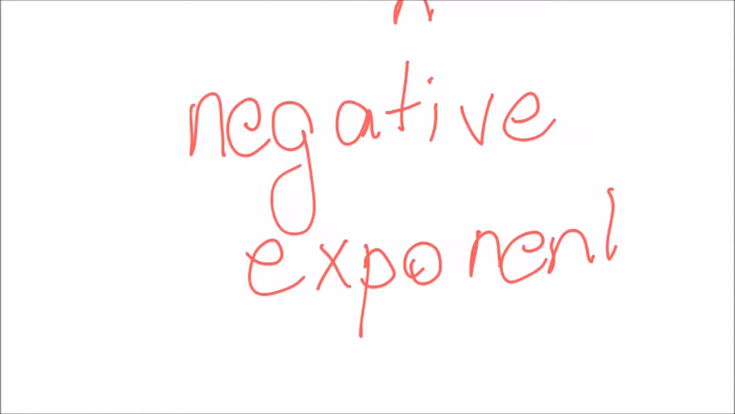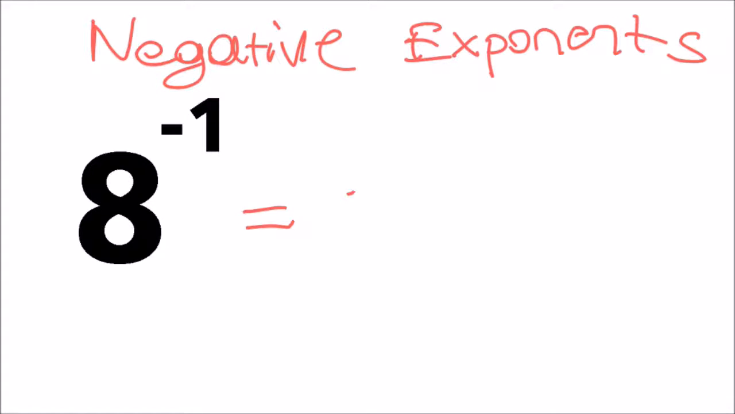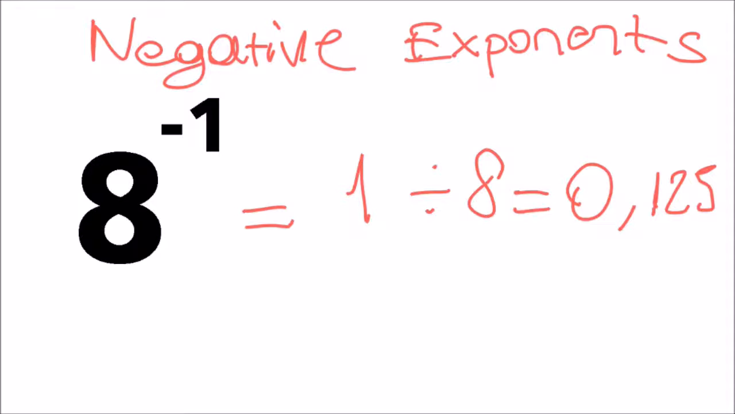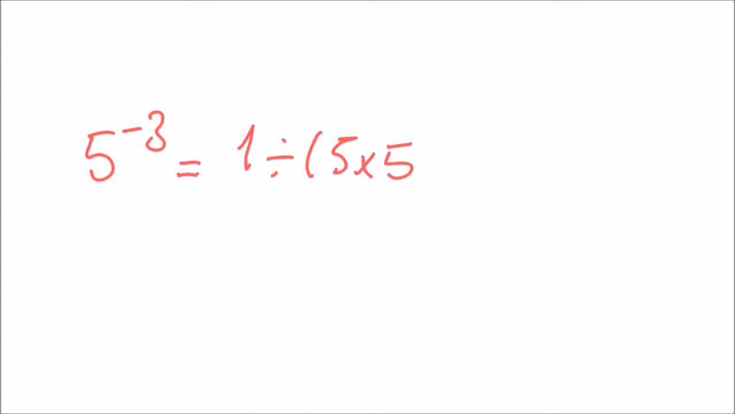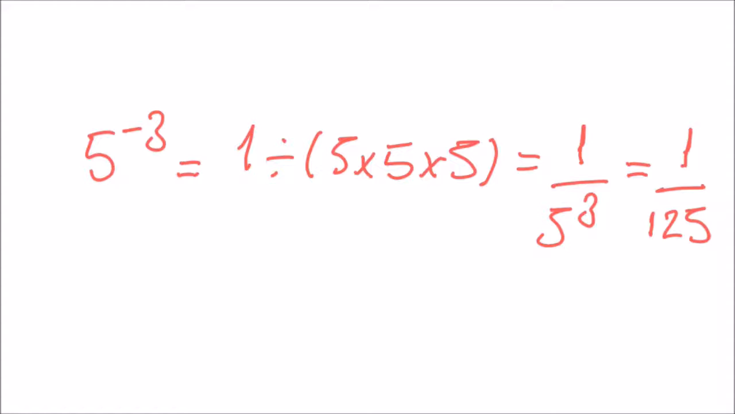So, negative exponents. What could be the opposite of multiplying? So, it's sure dividing. A negative exponent means how many times to divide 1 by the number. 8 to the power minus 1 equal to 1 divide 8 and equal to this. 5 to the power minus 3 could be calculated like 1 over 5 multiply 5 multiply 5 and equal to 1 over 5 to the power 3 and equal to 1 over 125.